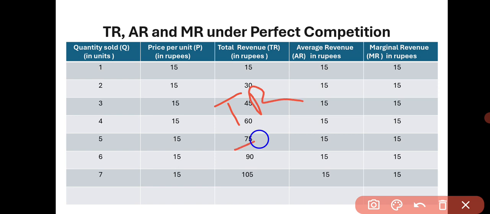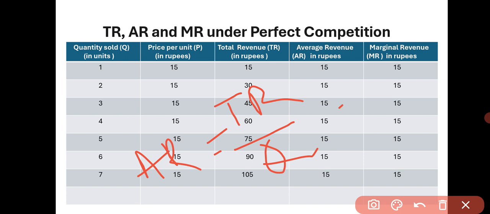TR by Q, right? That is average revenue. So how is it calculated? What is the total revenue of the first unit? That is 15 rupees. So 15 by 1 is 15. Second unit, 30 by 2 is equal to 15. 45 by 3, 15. Right?